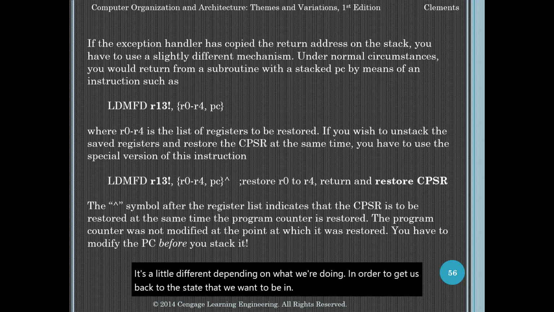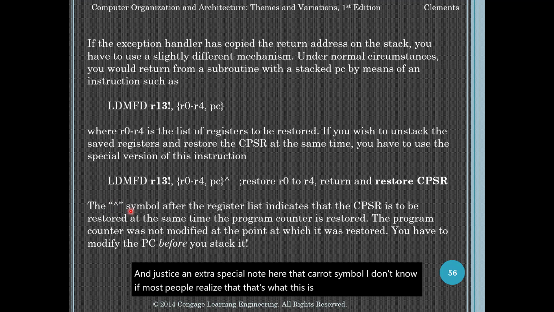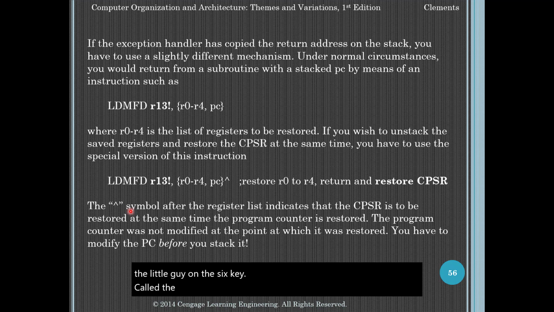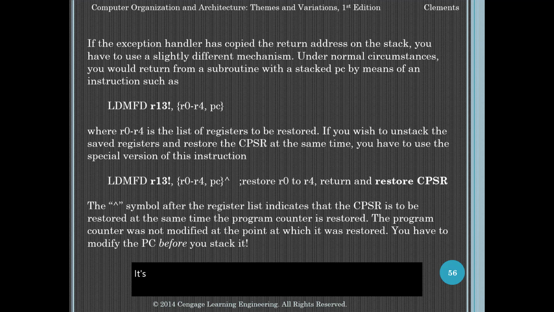And just an extra special note here, the caret symbol. I don't know if most people realize that's what this is called, right? That's the little guy on the 6 key, called the caret, not like the vegetable. How do I get the closed captioning to spell this right? I guess if I just spell it out, it's C-A-R-E-T. Does that work?